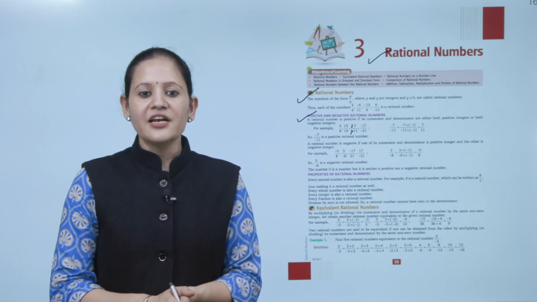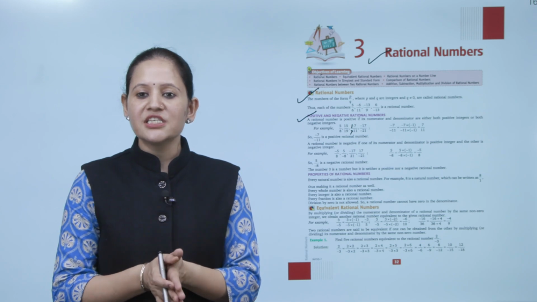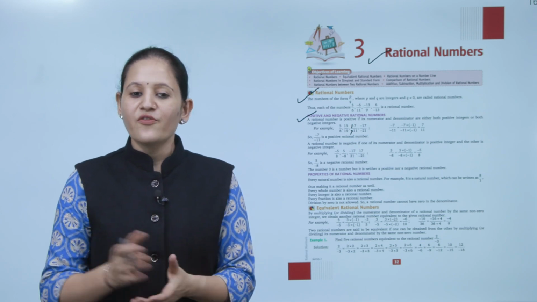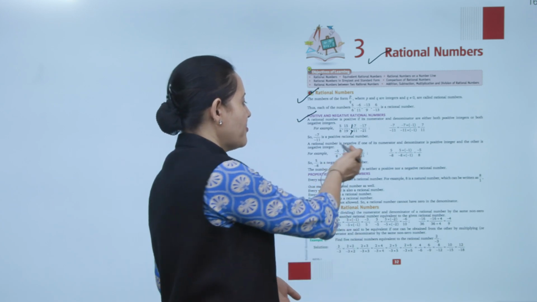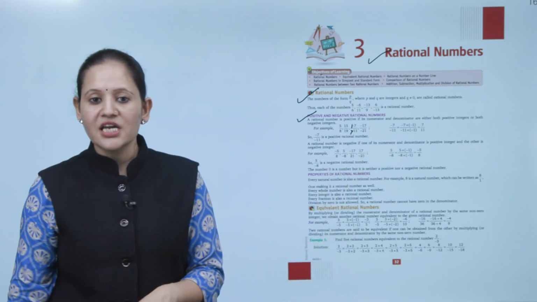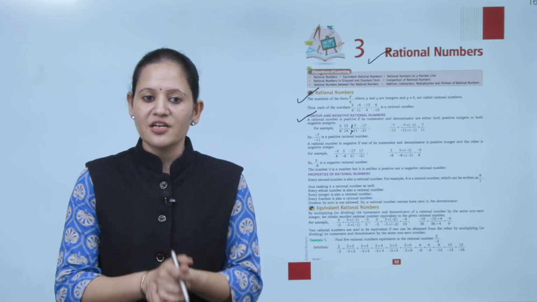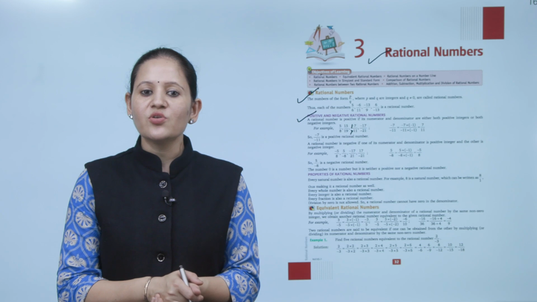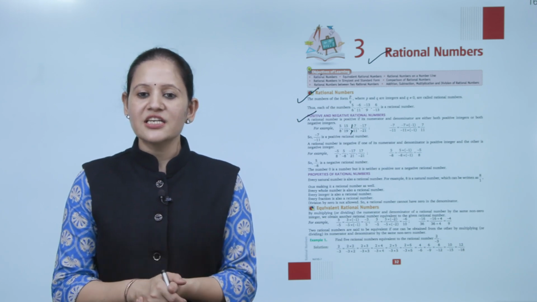Clear? A rational number is negative if one of the numerator or denominator is a positive integer and the other is a negative integer. For example, minus 5 by 8, 5 upon minus 8, minus 17 upon 21 and 17 upon minus 21. All these are examples of negative rational numbers. The number 0 is a rational number, but it is neither positive nor negative.